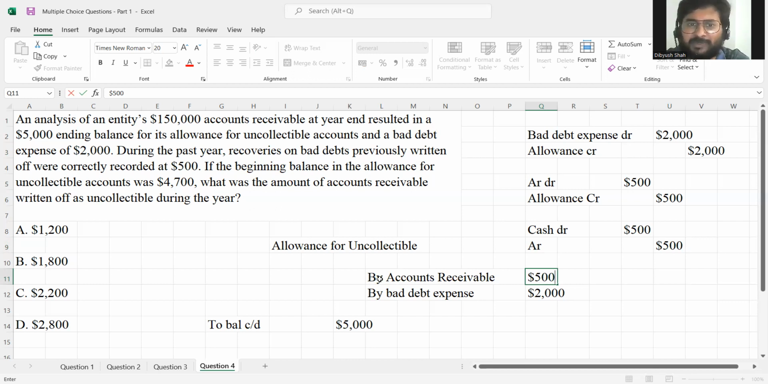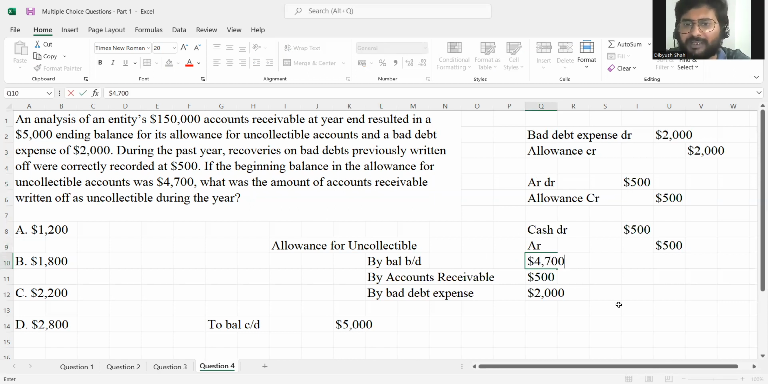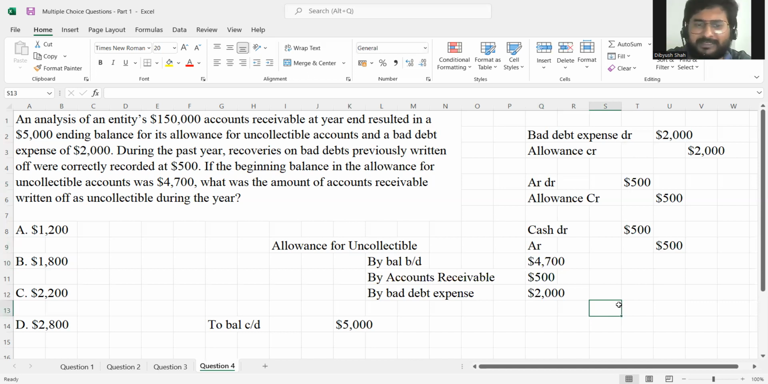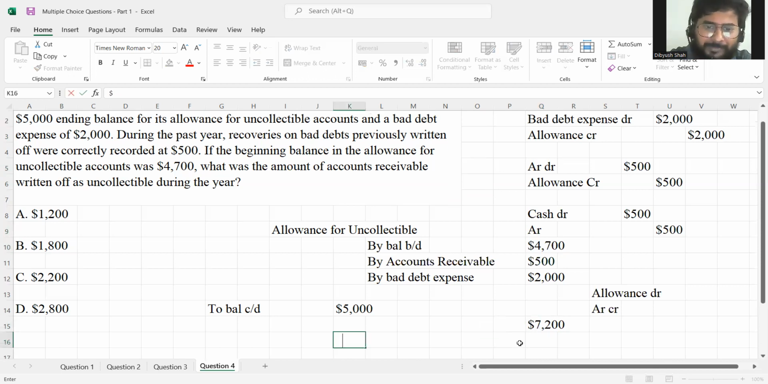If the beginning balance was 4,700, now they are telling us the beginning balance, that was 4,700. What is the amount of write-off? Again, the write-off entry has to be on the left-hand side because the journal entry for write-off is allowance debit, AR credit. So if I total my ledger on the right-hand side, it is $7,200. And on the left-hand side also, the total should be $7,200 only.